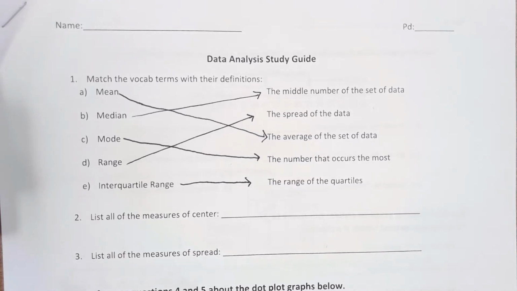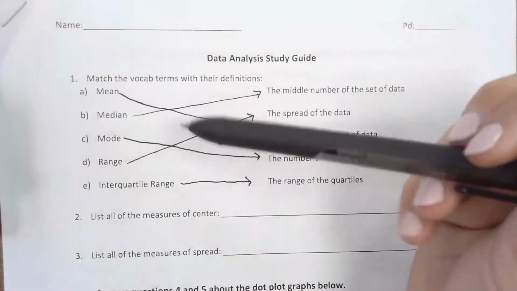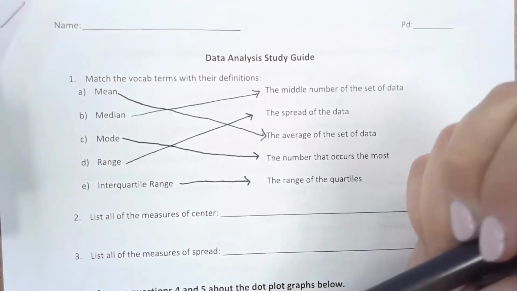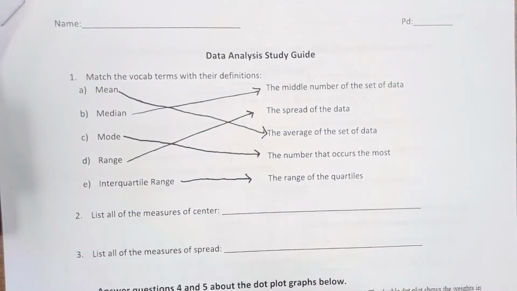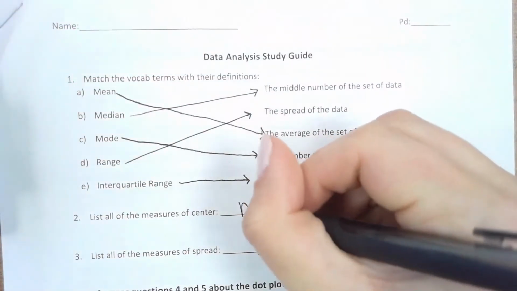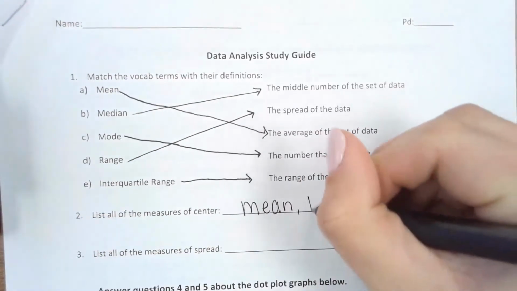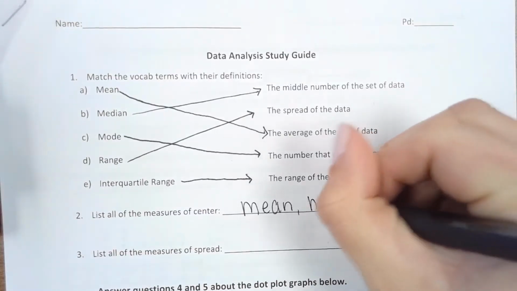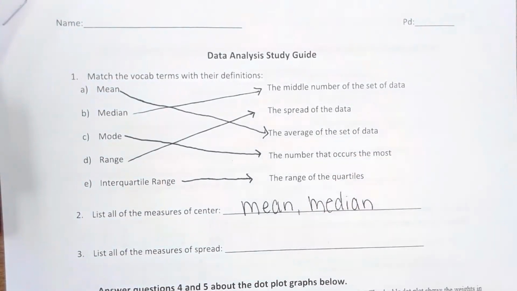Okay, now number two, when you're talking about measures of center, think about which definitions up here talk about the center of the data. So the only two that talk about the center of the data are the mean and the median. Those are the only two vocab terms that talk about the center of the data. So your measures of center are mean and median.